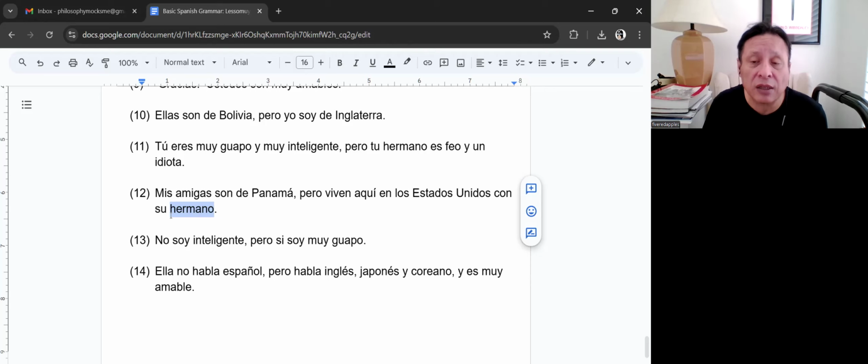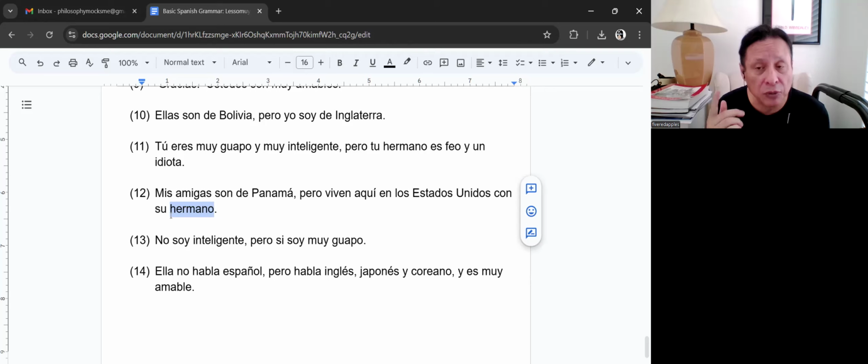Yes, it's their brother, right? In English, we would say it's their brother. He is their brother. In English, the their corresponds to the girls, right? That's why it's plural, right? It's plural because it corresponds to the girls, their brother. But in Spanish, the su doesn't correspond to the girls, it corresponds to the brother. So that's why it's su hermano, right?